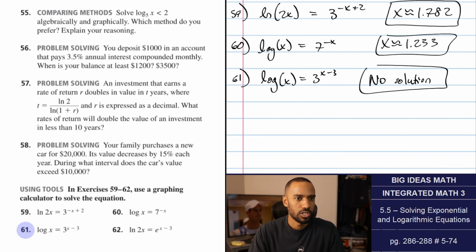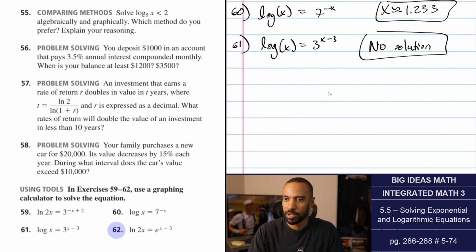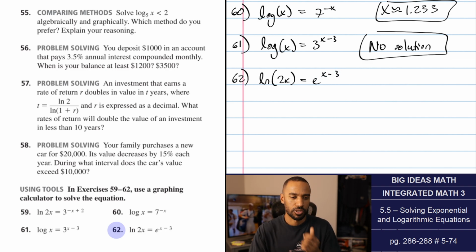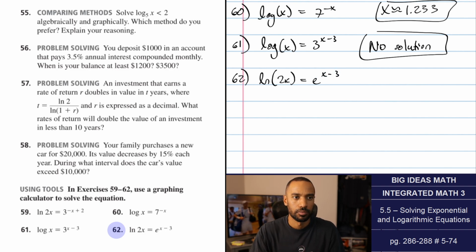Cool. Number 62. Natural log of 2x equals e to the x minus 3. Maybe more of the same. Let's see. Still x minus 3 inside, right? Yeah, e to the x minus 3. Okay, let's see this one. All right, that one clearly intersects twice, right? That is clear as day. So we've got to find both bits of intersection.